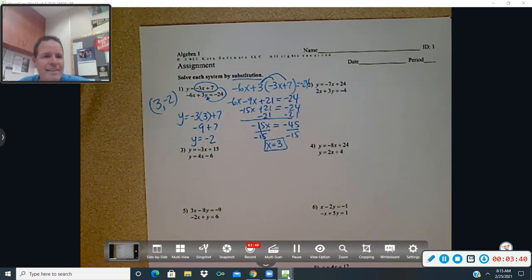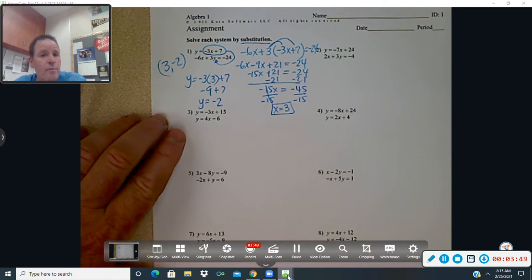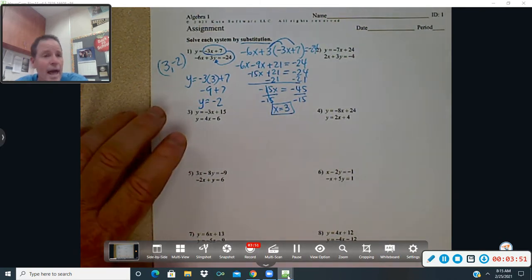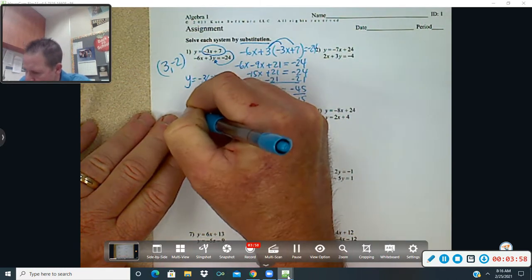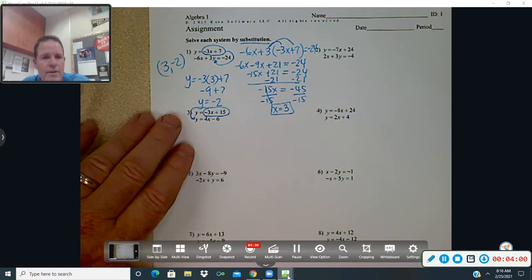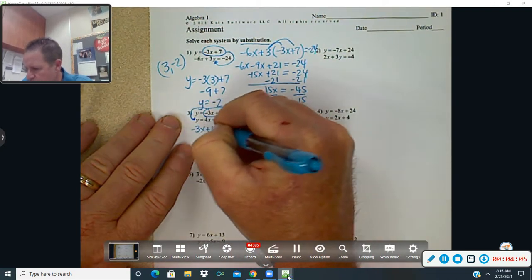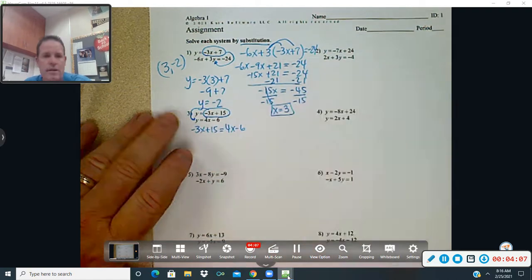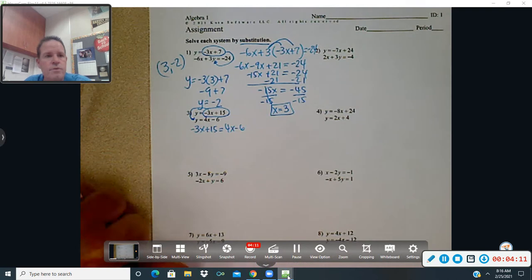All right? Hopefully you're looking at that going, yeah, I remember that, I can do it. Good. All right, let's move down here to number 3. So for number 3, again, we want to solve by substitution. We have to know what x equals or what y equals. I know that y equals this. So I'm going to take it and substitute it into the other equation as y. So you're going to have negative 3x plus 15 equals 4x minus 6. Right? Okay, I'm taking that and putting it in as y.